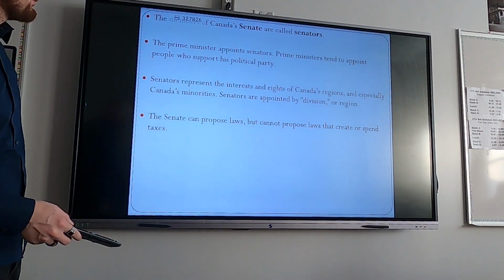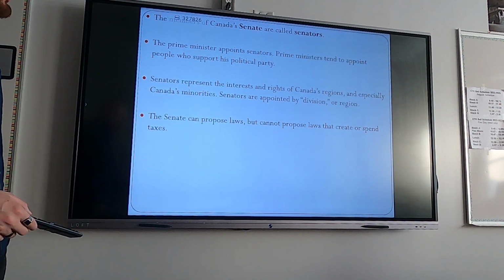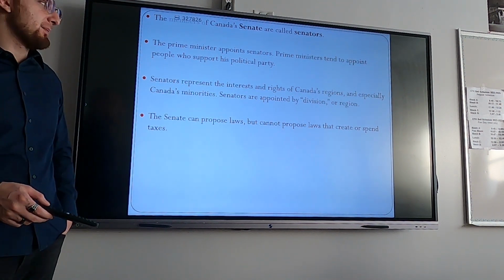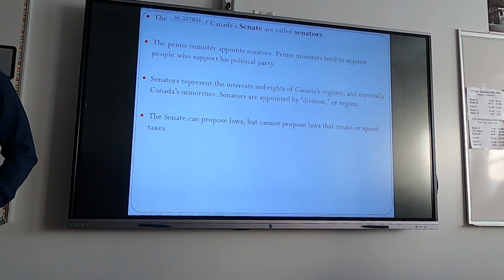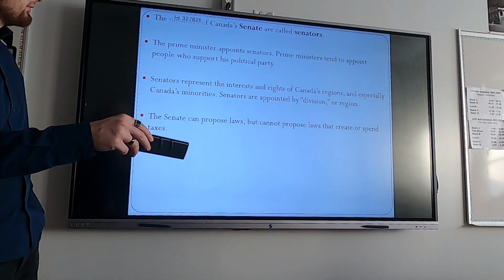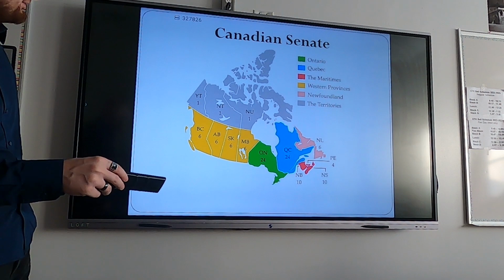But obviously, if you want to win, you've got to pick the best players to win. Okay. The Senate can propose laws but cannot propose laws that create or spend taxes. Okay. Don't necessarily need to go into that.